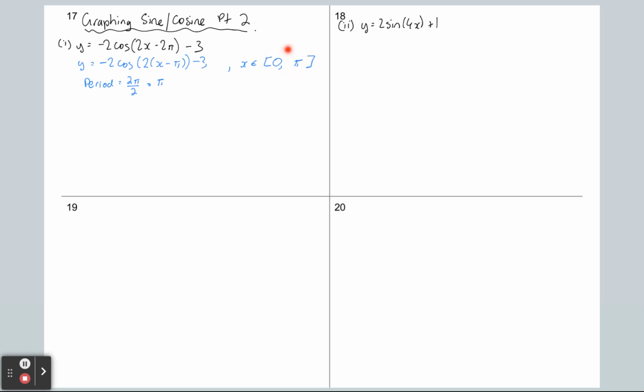It looks as if I've just chosen 0 to pi because that's what the period is, but it's in fact because it is also the size of our shift as well. So effectively I can start at 0 and get one cycle. So let's start the graphing process.